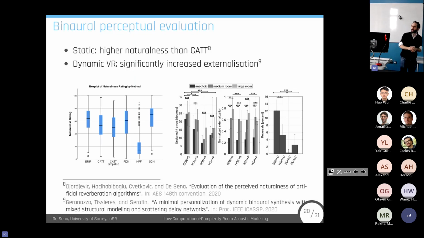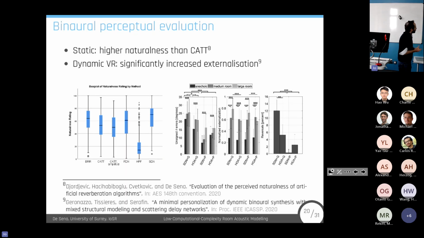It's the anchor. This is a modified Mesher that we use. It's a high pass filter. Then we had a binaural room impulse response, which was roughly the same as SDN, which is quite surprising. And then we used CAT and the geometrically simplified version of CAT.